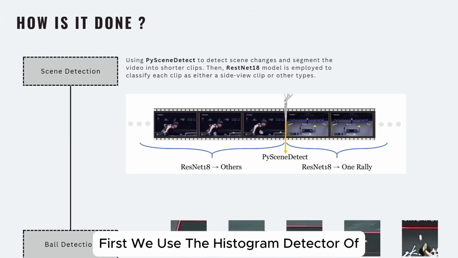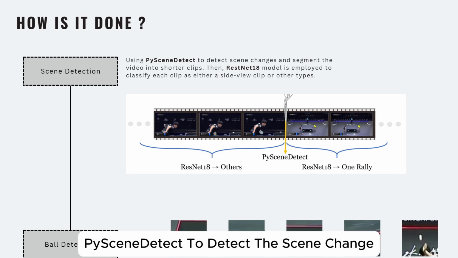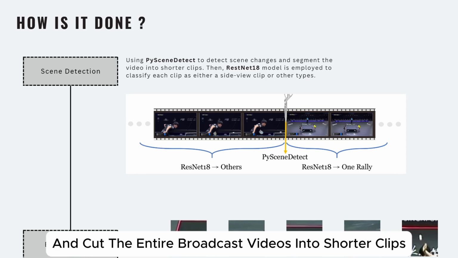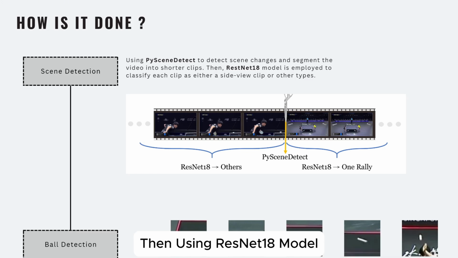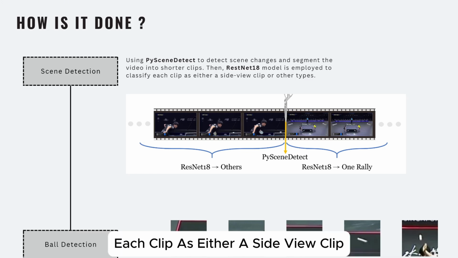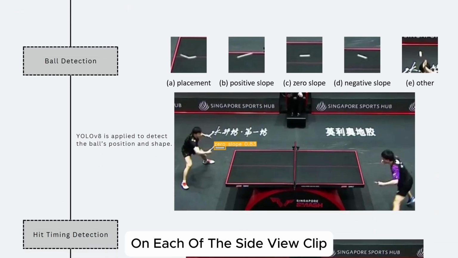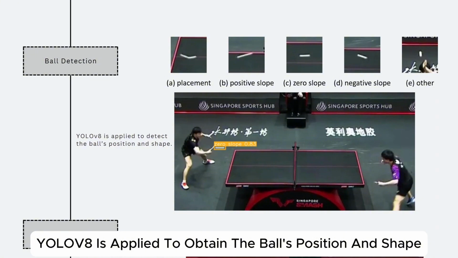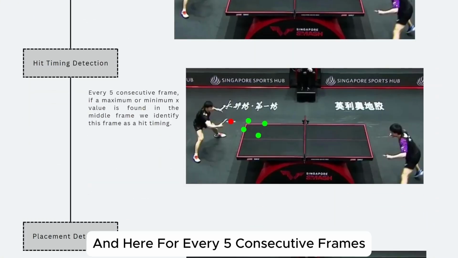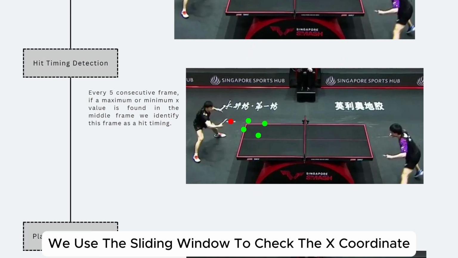First, we use the histogram detector of PySceneDetect to detect the scene changes and cut the entire broadcast video into shorter clips. Then using a ResNet-18 model, we can further classify each clip as either a side view clip or other types. On each side view clip, YOLOv8 is applied to obtain the ball's position and shape. And here, for every 5 consecutive frames, we use a sliding window to check the x coordinate.